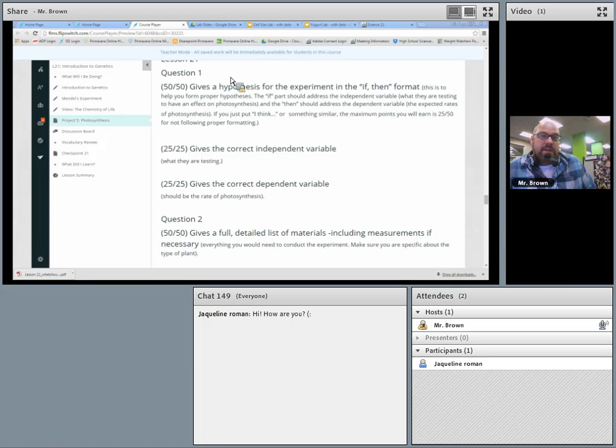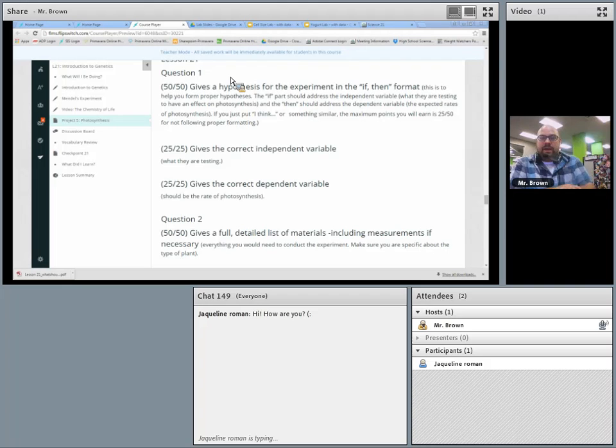You have to have it in a measurable product, right? You just can't say the plant will get bigger. Well, what does that mean? It's pretty vague. So, plant will get taller, a plant will grow more leaves, something like that. So, if I put a plant in sunlight and one in darkness, the plant in the sunlight will get taller, something like that.